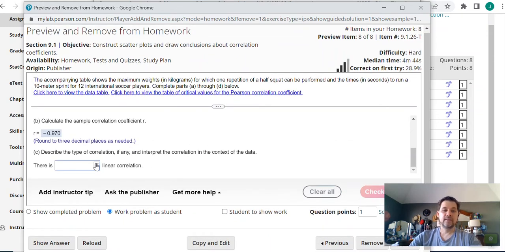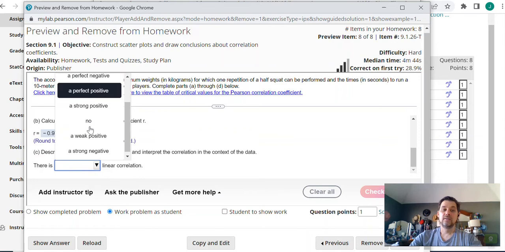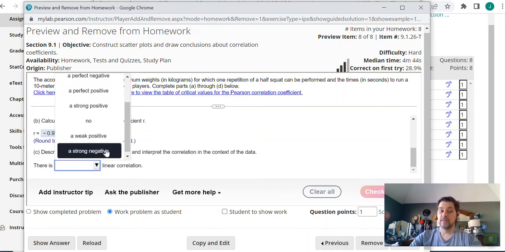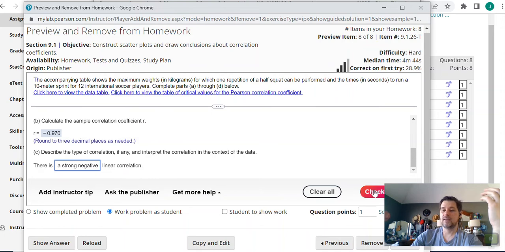And the type of correlation, I would say it's a strong negative correlation, right? It's negative because it's going down and to the right. But it's strong because, you know, R is extremely close to -1. No doubt about that. Okay.